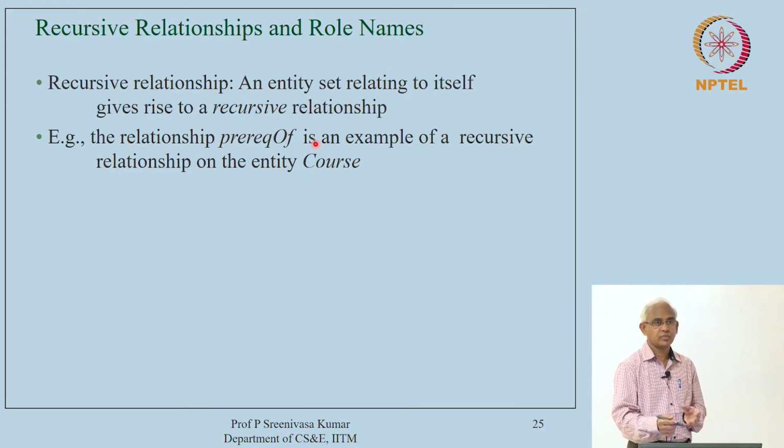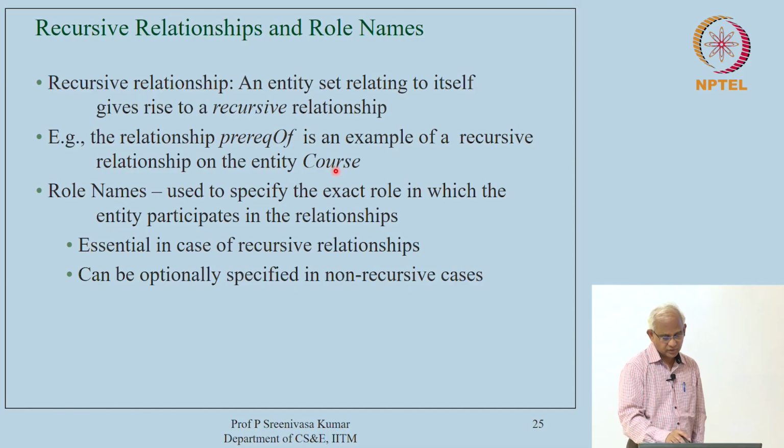The prerequisite of is a relationship, and you can see that the entity course participates 2 times in that, in the sense that once as a course, the other as the prerequisite course for the course. So, we have to distinguish in what role this particular entity is participating in the association, and so we have to have what are called role names associated with the participation of the entity in the relationship. That will disambiguate what role this particular entity is taking up.